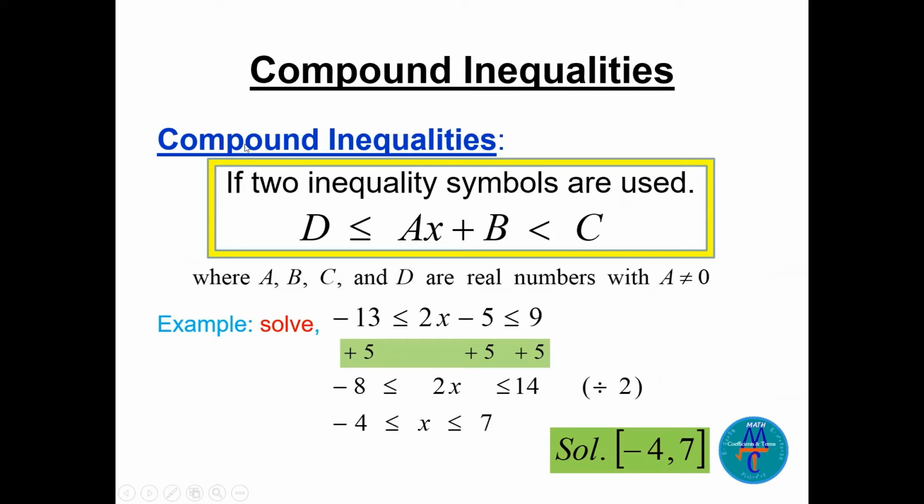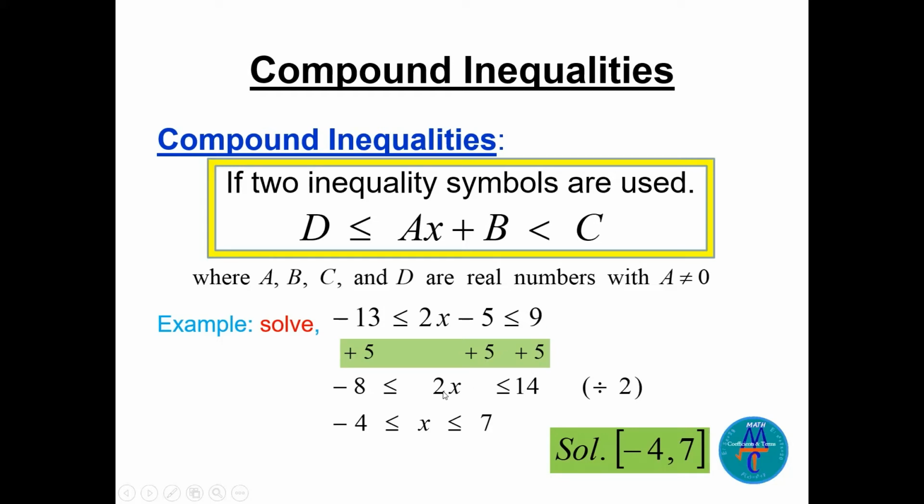Compound, I mentioned before already, two inequality symbols are used like d less than or equal to ax plus b less than c. I put here a simple, easy, nice example. -13 less than or equal to 2x minus 5 less than or equal to 9. We have to get rid of this -5, so we add 5 to each side. You add 5 here, you get -8. You add 5, this is 0. You will get only 2x. You add 5 here, you get 14.